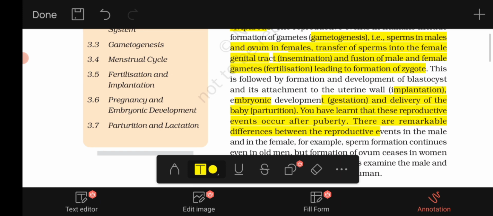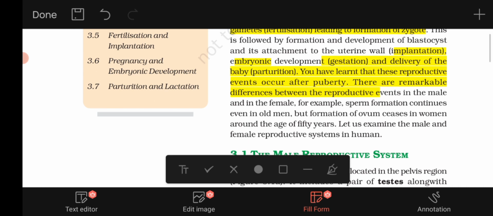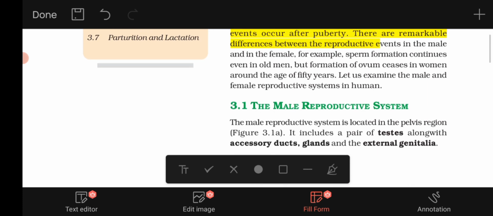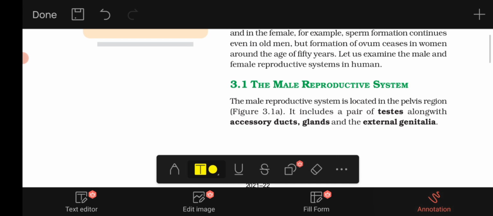Okay, events in the male and female. There are remarkable differences between reproductive events in the male and female. For example, the sperm formation continues even in old men, but formation of ovum ceases in women around the age of 50 years. This is called menopause. Let us examine the male and female reproductive system in humans. Male reproductive system. The male reproductive system is located in the pelvis region, and it includes a pair of testes along with accessory ducts, glands, and external genitalia.